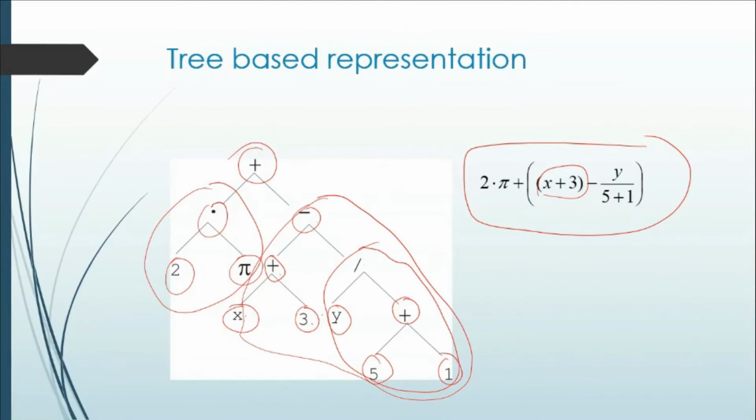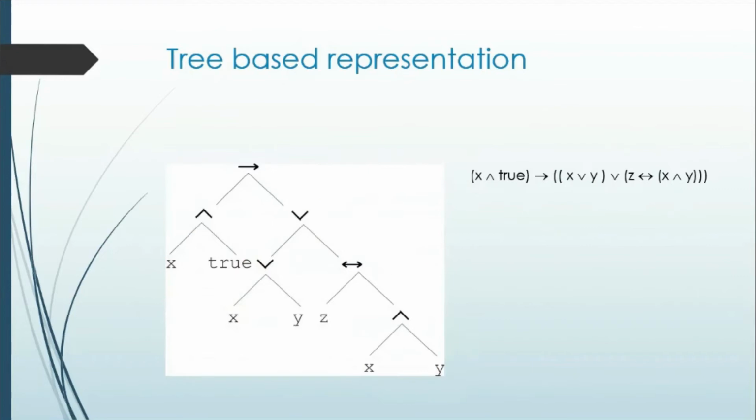So this is the tree-based representation method for expressions. The expressions are represented like this. Now some logical expressions. Logical expressions are represented like this, almost the same way. So here the x, true, x, y, z, x, and y are at the leaf nodes.